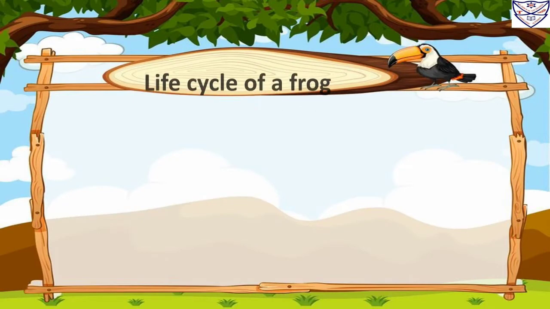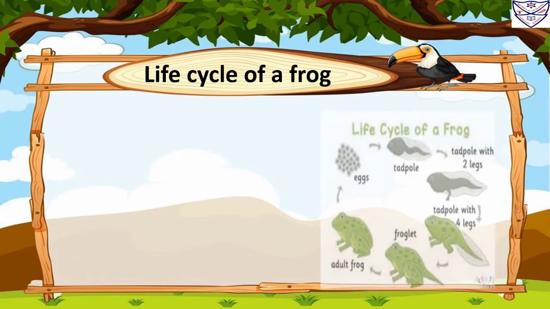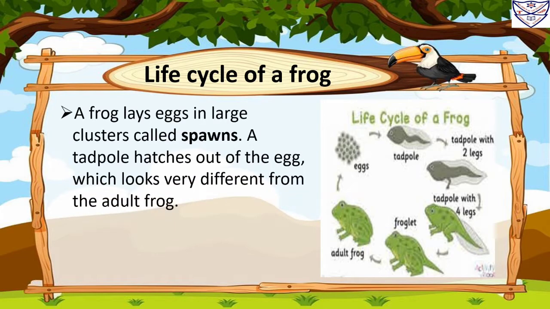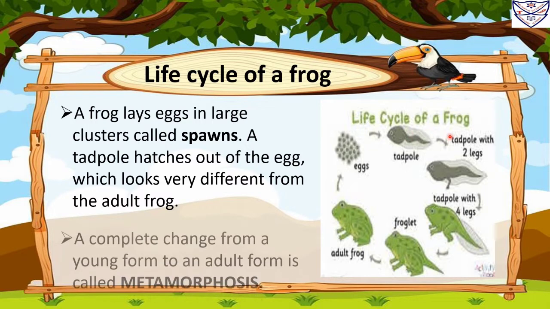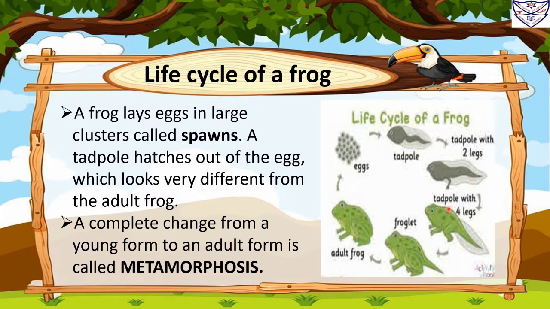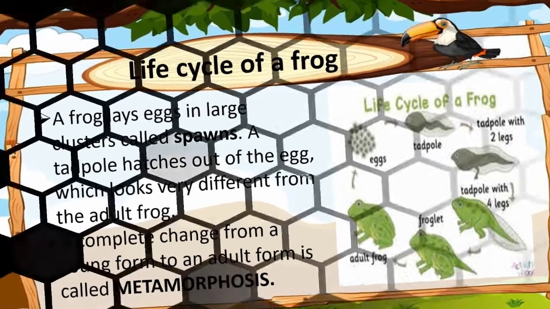The life cycle of a frog. A frog lays eggs in a large cluster. Now they are called spawn. A tadpole hatches out of an egg, which looks very different from an adult frog. It undergoes several changes through a process known as metamorphosis. Before it becomes an adult, a complete change from young one to adult form is called metamorphosis.